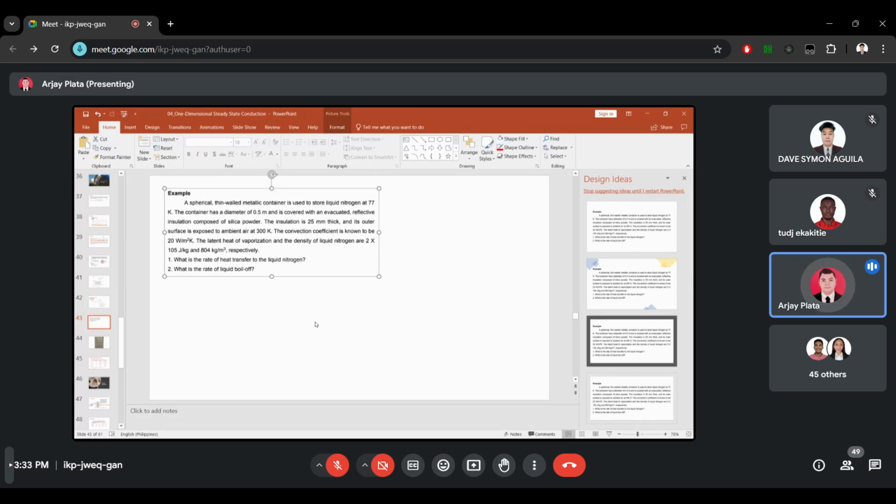So when we say liquid boil off, it's the evaporation or vaporization of a liquid due to heat applied.